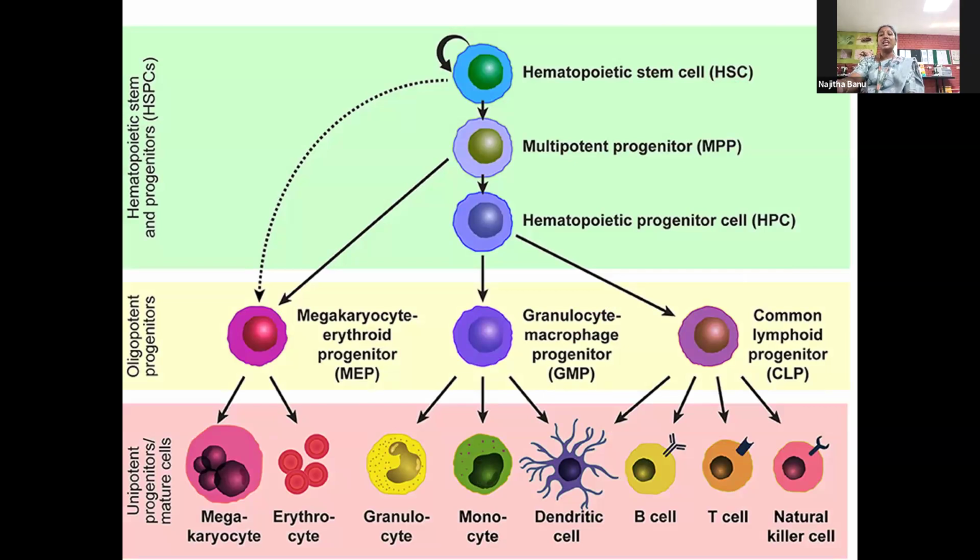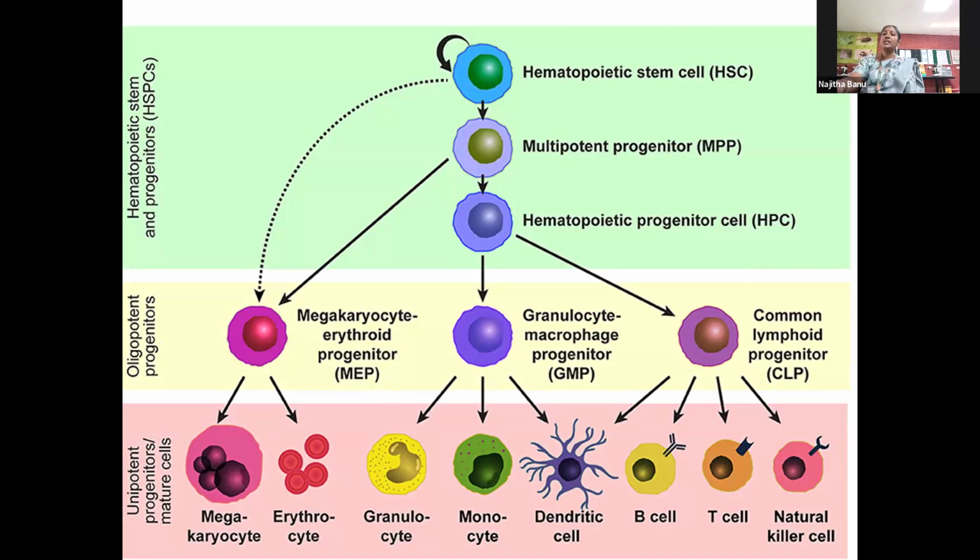We will see a live example of how we can count your total RBC. Now this is a flow diagram which indicates where RBCs are formed. The first one is the hematopoietic stem cells, which we call HSC for short.